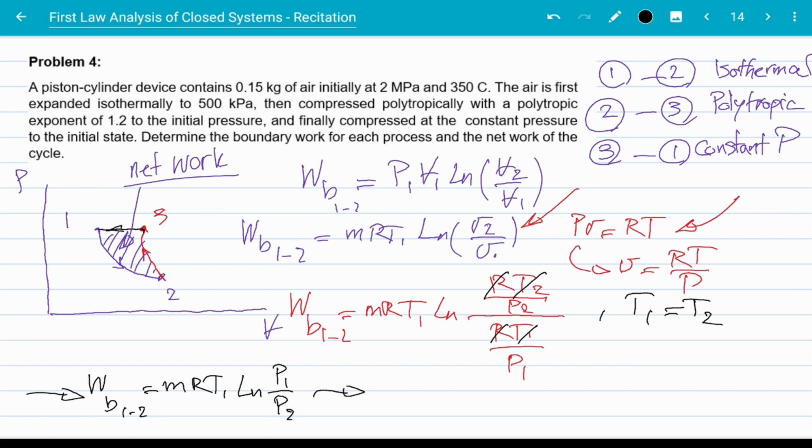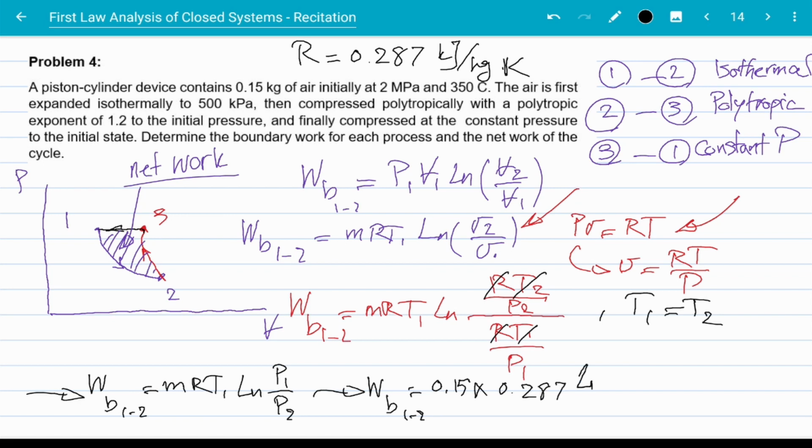So let's plug in some numbers. Boundary work of the isothermal expansion is 0.15 times the gas constant for air, which is 0.287 kilojoules per kilogram Kelvin. Okay, you can read it from tables. Times natural log of P1, 2 megapascals, which is 2000 kilopascals, over P2, which is 500 kilopascals. Now, if you do the math, you get that the isothermal expansion work is 37.18 kilojoules.